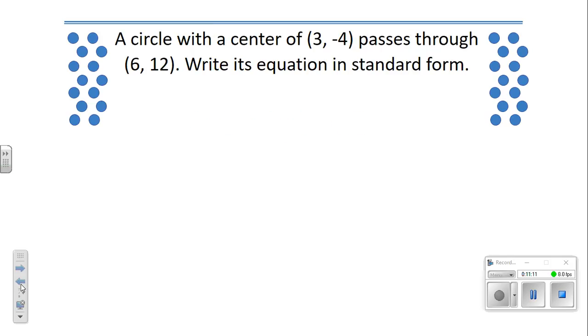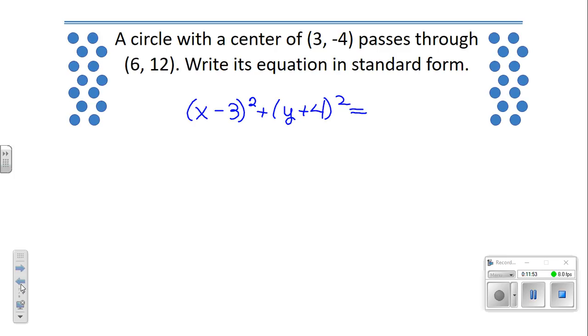Now I want a circle in standard form with a center of 3, negative 4 that passes through the point 6, 12. So it looks similar to the last question we had, right? Let's start with the x minus 3 squared plus parentheses y plus 4 squared equals. And now we've got to find r.